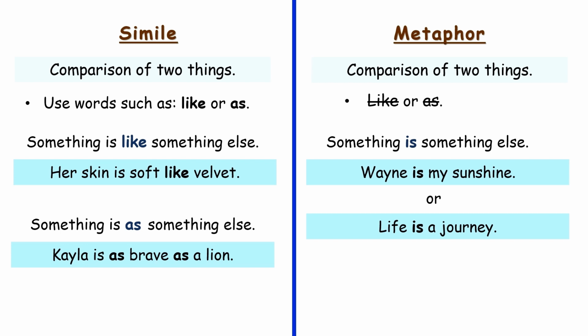This metaphor compares life to a journey by saying that life is the actual journey, implying that life is full of adventure, challenges, and is a constant progress from one point to another, just like a journey. So the key point between these two forms of figurative language is that one uses the words like and as to make the comparison, while the other one just says that something is something else to make the comparison.